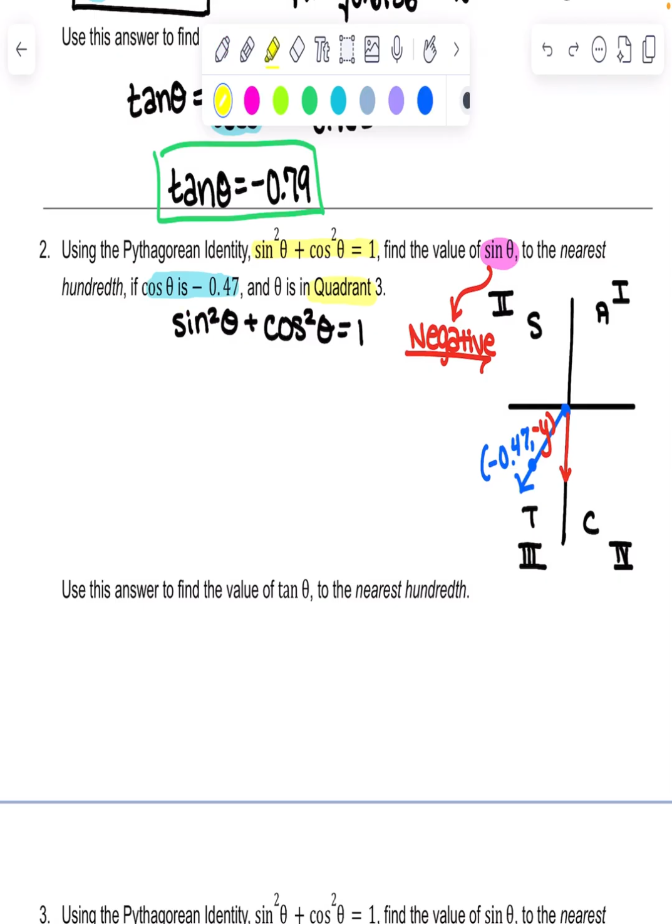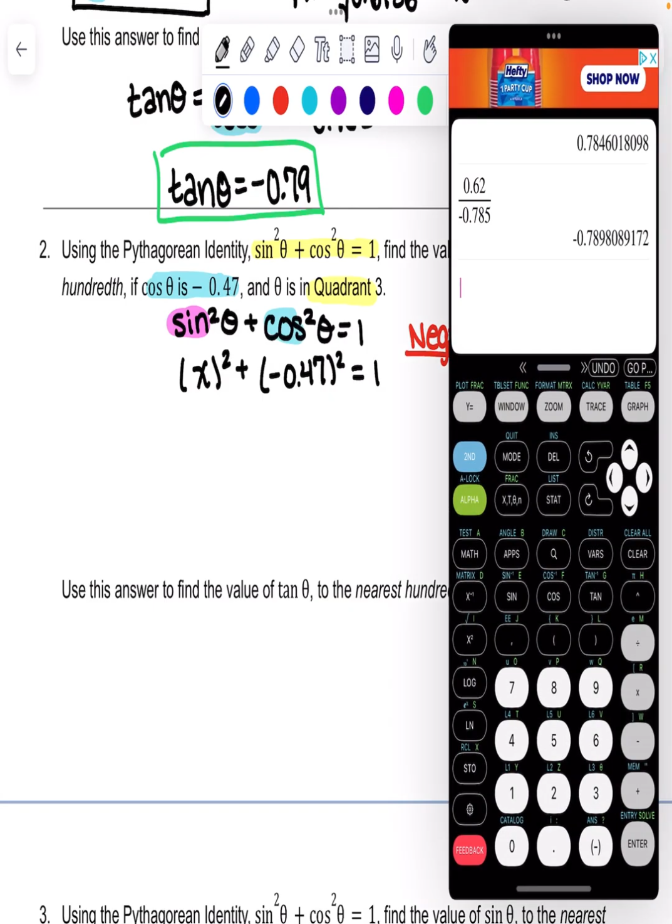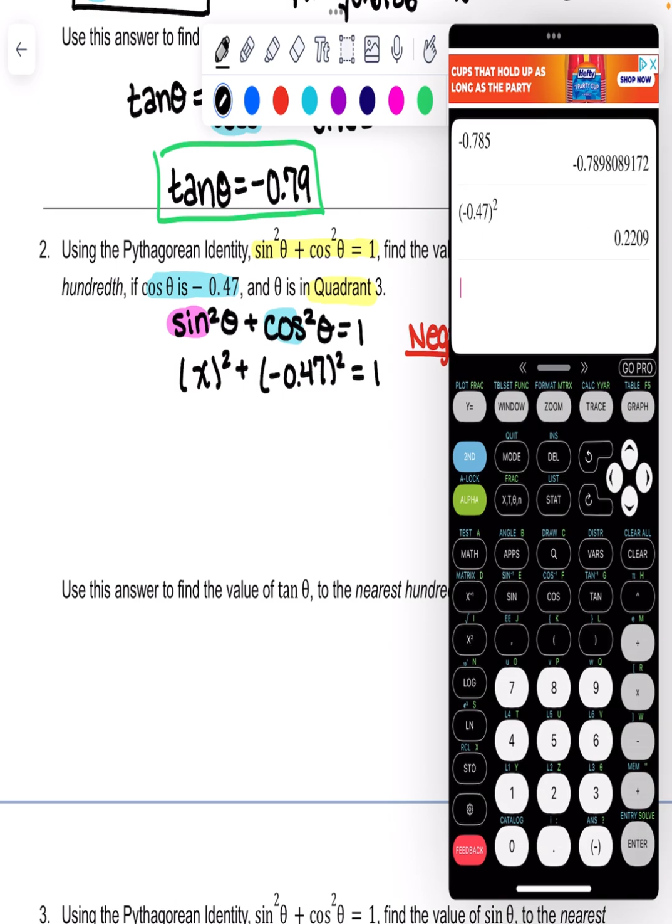So now when we plug in for sine, cosine, we have to be aware of that when we're solving. So sine is going to be x squared. You could leave it as sine squared. That's perfectly fine too. Equals 1. I'm going to plug negative 0.47 squared into my calculator. I like to use parentheses to avoid any confusion because we know we're smarter than our calculators. X squared plus 0.2209 equals 1. Now basic algebra, just subtract.